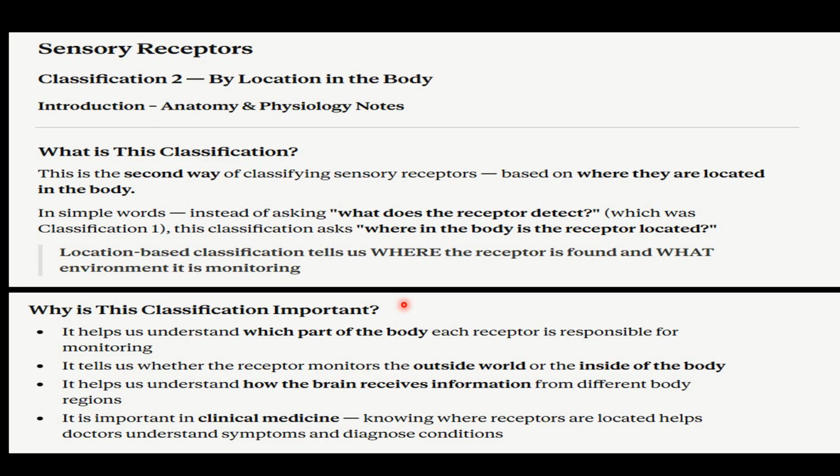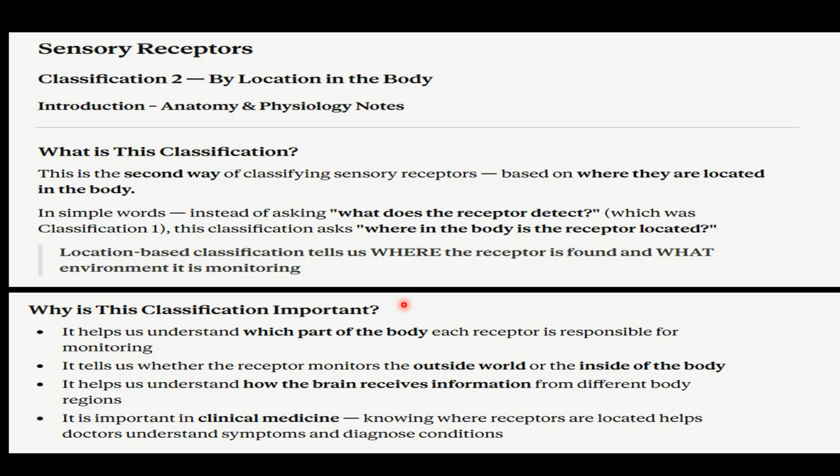So classification 2 is the second way of classifying the sensory receptors based on where they are located in the body. If someone asks you what the classification 2 of sensory receptors is, you can say that this is the second way of classifying the sensory receptors, which is based on where they are located in the body.